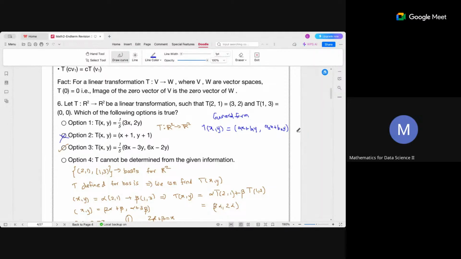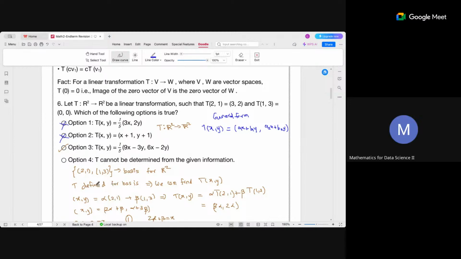This option is definitely of this form. So we have to check whether it satisfies. So T of 2 comma 1, does it satisfy this condition? T of 2 comma 1. So you are getting 6 here, 2. So you are not getting this. So you can say that this is also incorrect.